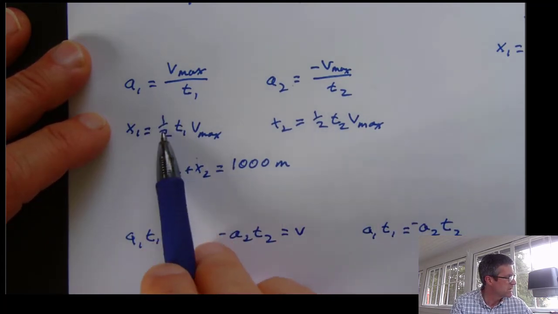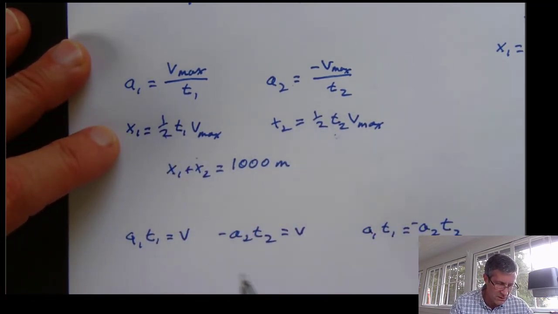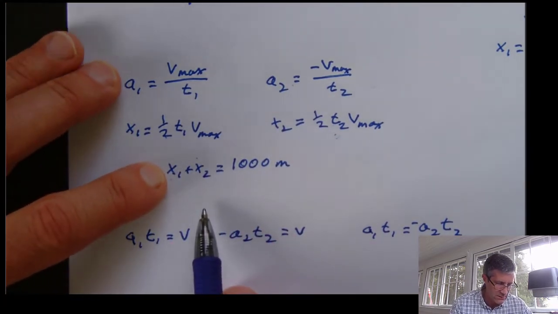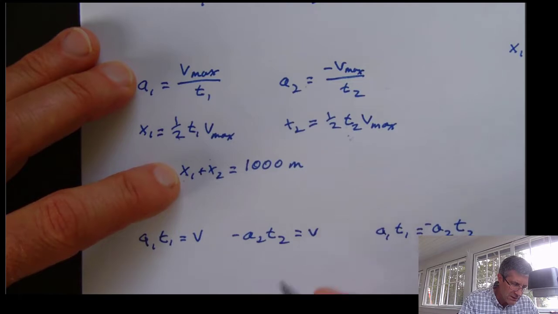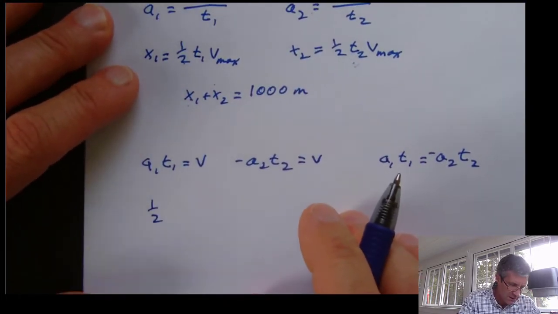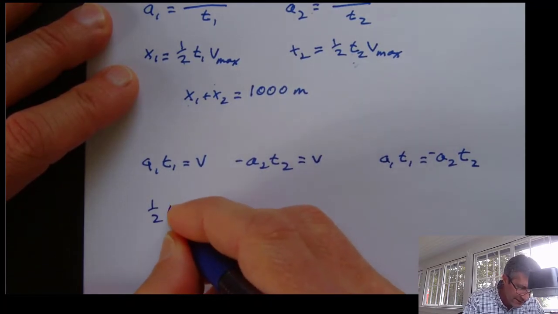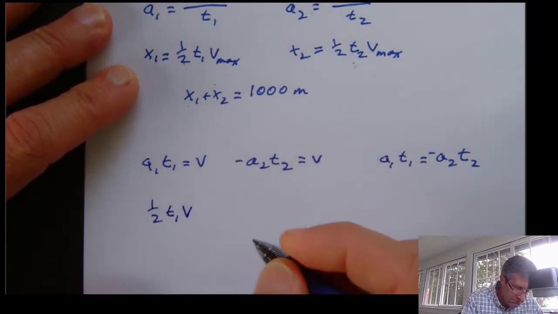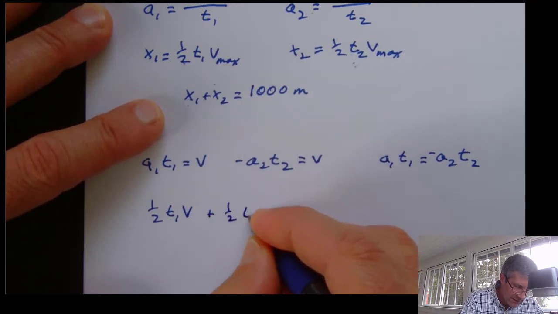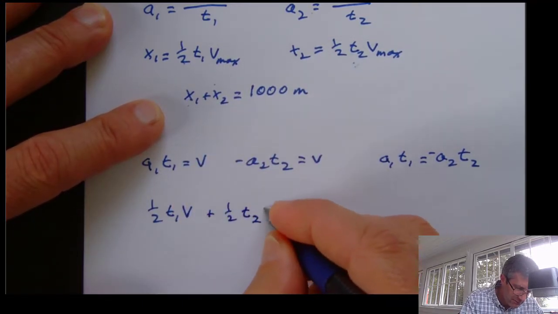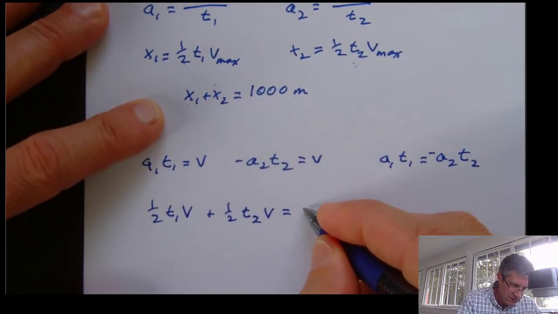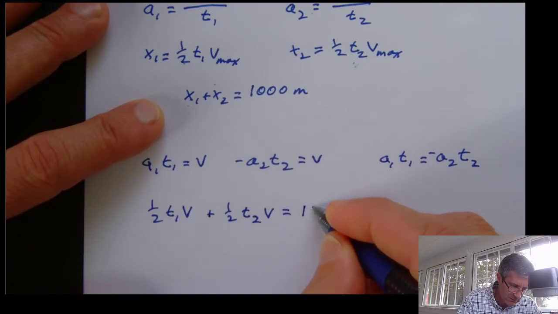So I'm going to go to the second relationship. This is telling me position. I'm going to combine these all together and see where it gets us. So x1 is going to be 1/2 t1 times v, plus x2, 1/2 t2 times v, and that's going to equal 1,000 meters.